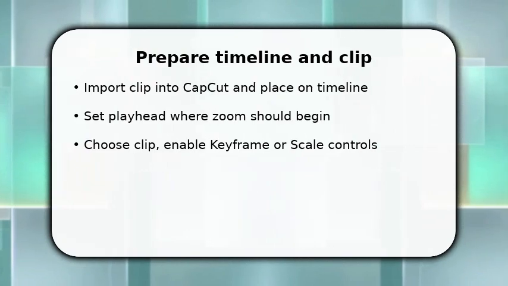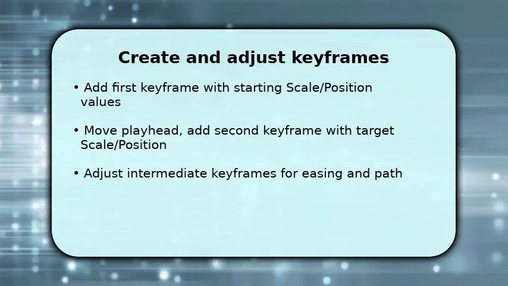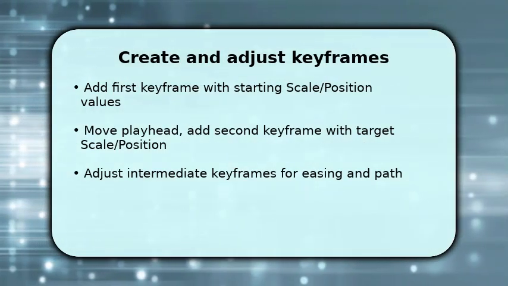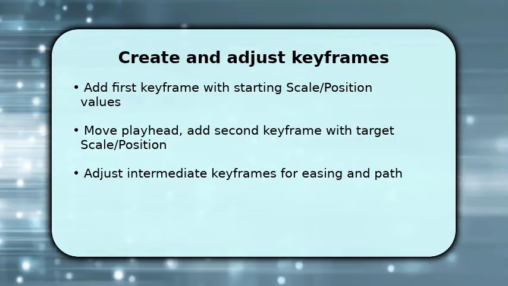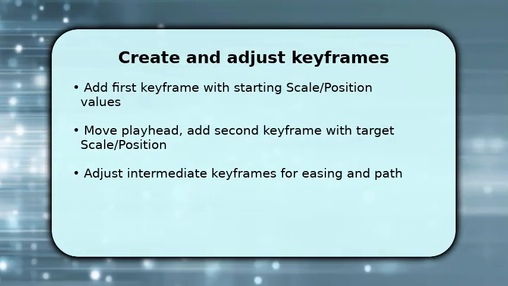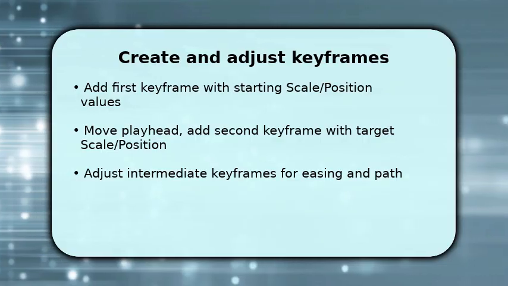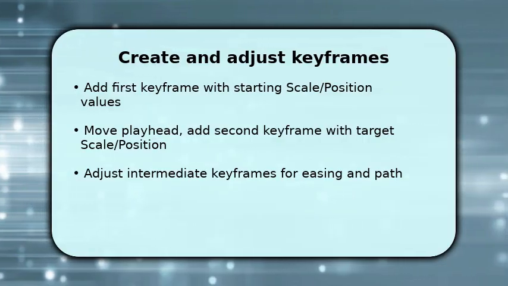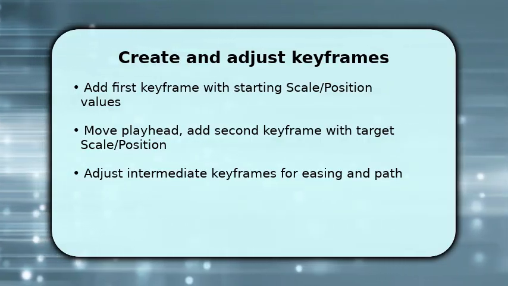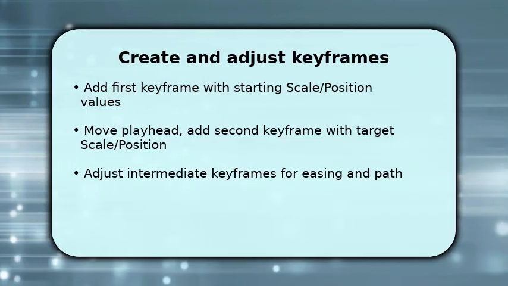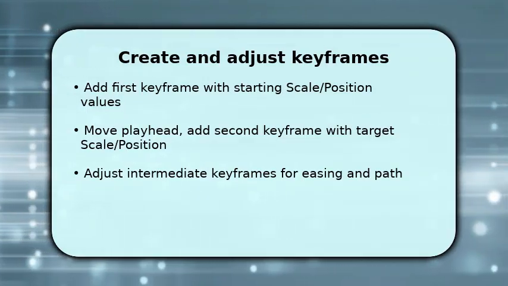Now you animate. Add a first keyframe at the start point with your initial scale and position. This locks the beginning of the zoom. Move the playhead to the endpoint and set a second keyframe with the target scale and position so CapCut interpolates the motion. If the path looks robotic, add an intermediate keyframe and tweak values to curve the movement.